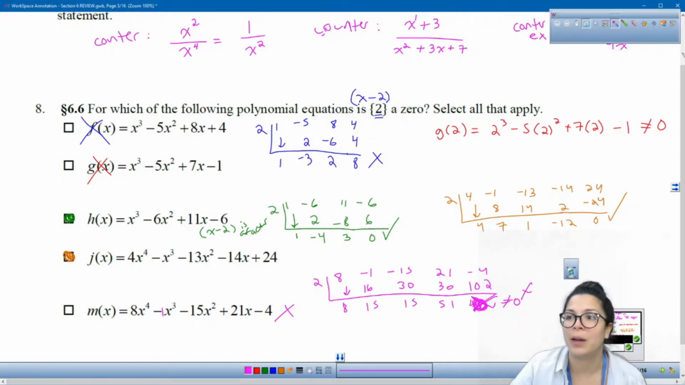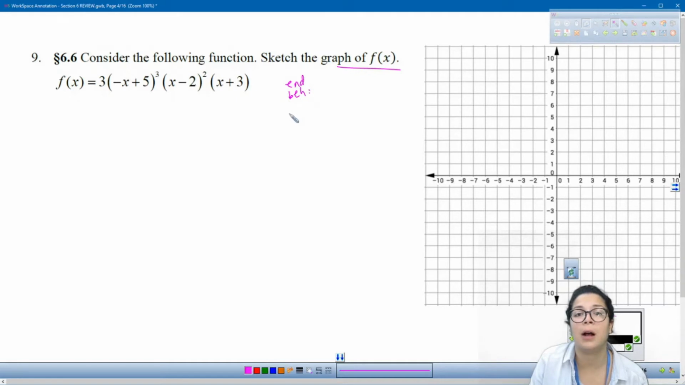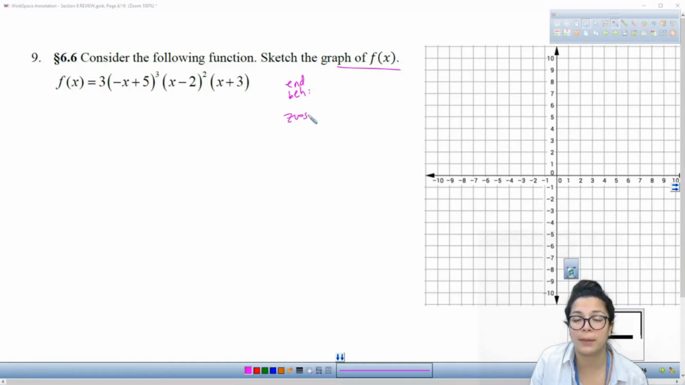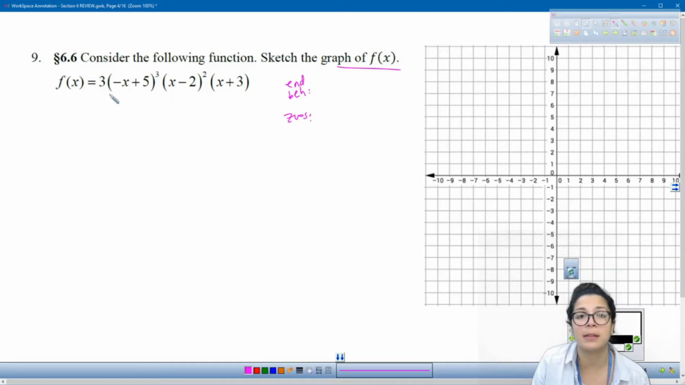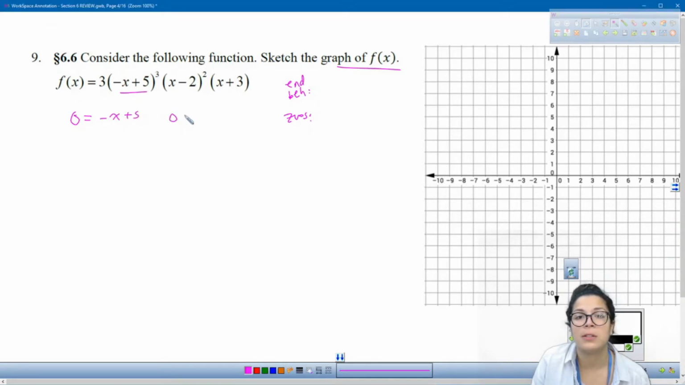All right. Moving right along to number 9. Consider the function, sketch the graph of f of x. Okay, for the sketch, we need the end behavior, and we need the zeros and their multiplicity. Now the nice thing is the zeros, we set f of x to equal 0, and all of these are already factored. So we could just set each factor equal to 0. So 0 equals -x plus 5, 0 equals x minus 2, and 0 equals x plus 3. So we have 3 zeros.